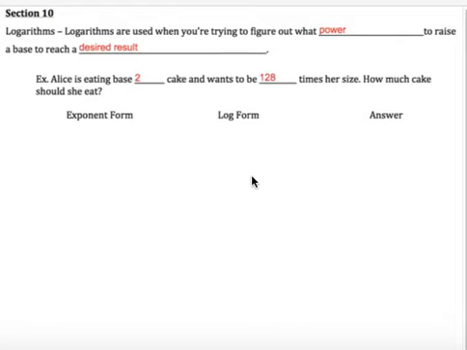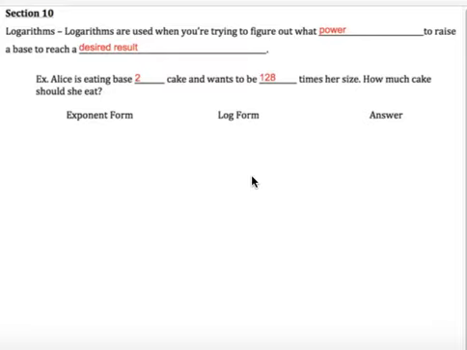All right, so we have section 10 of the Alice Notes packet here, logarithms. Logarithms are used when you are trying to figure out what power to raise a base to reach a desired result.